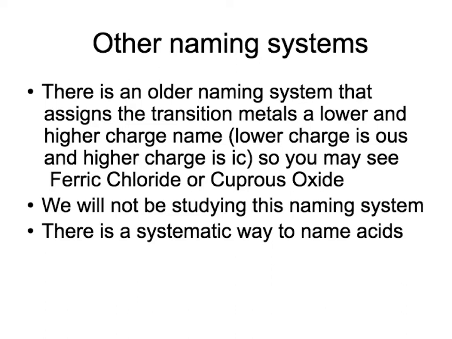There's other naming systems that are kind of an older naming system, and it assigns the transition metal a lower and a higher charge. The lower charge is called ous, and the higher charge is called ic. So you may see like ferric chloride or cuprous oxide. We're not going to be studying this naming system. If you happen to come across one in your book, I think I've mentioned all of them, but if you happen to see this ic or this ous, just let me know or skip it, and we'll come back to it.